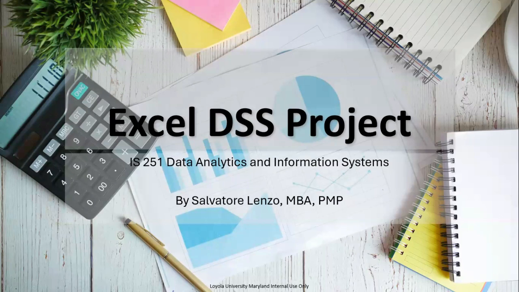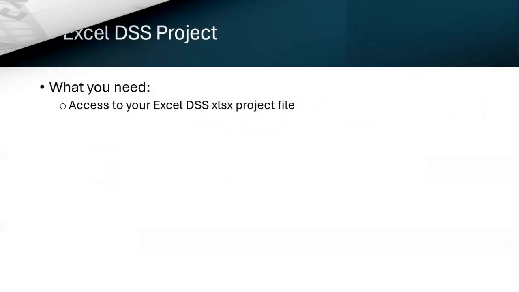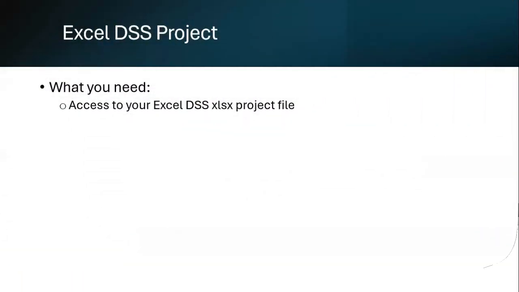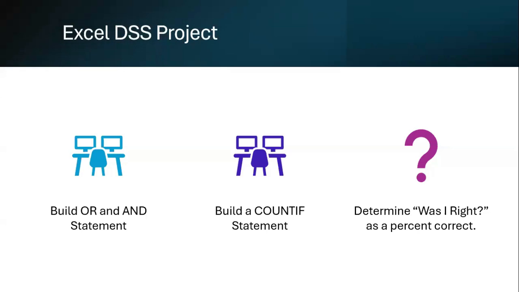The time has come. This is the final Excel DSS project instructional video. You will need your Excel DSS project file. And in this final lesson, we will build an OR and an AND statement. I know that sounds weird, but that's what we're going to do. We're going to build another COUNTIF statement, and then we are going to determine, was I right, as a percent correct? Let's jump right into it.